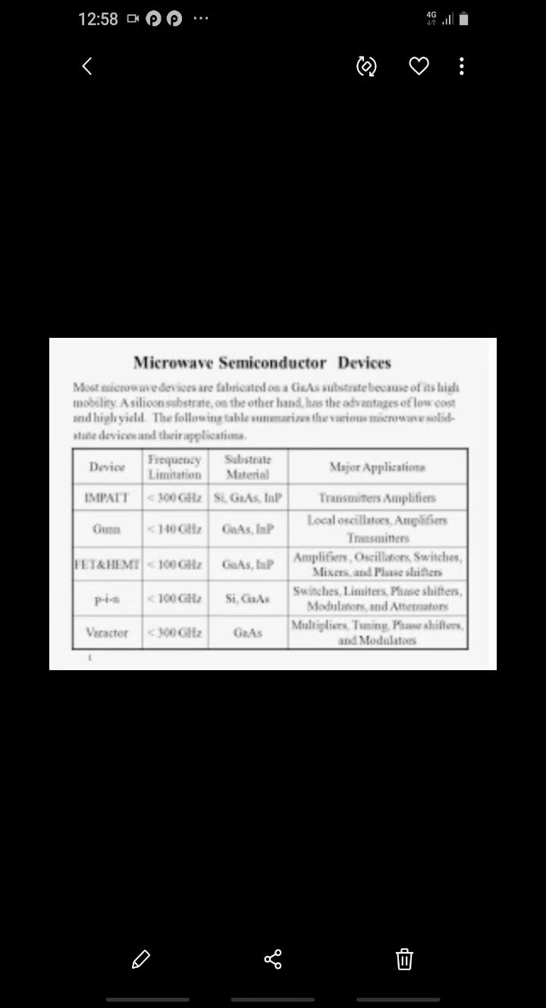Need of microwave semiconductor devices. The available devices for generation and amplification of microwaves are conventional semiconductor devices and microwave tubes, but these devices have the following limitations.